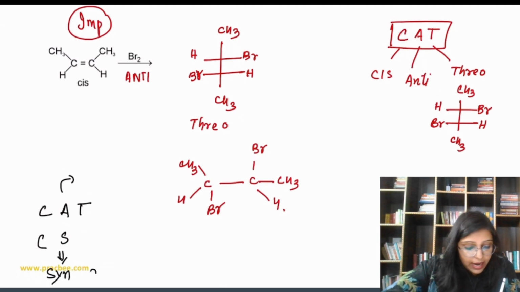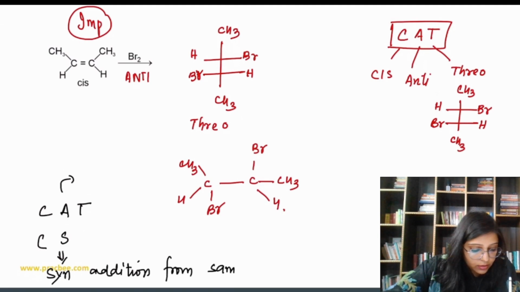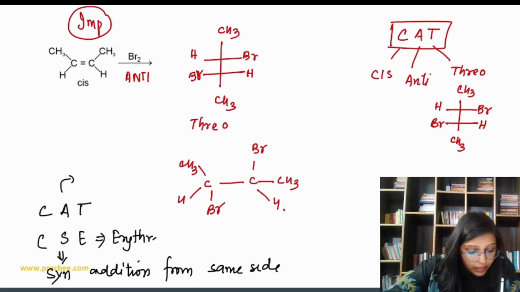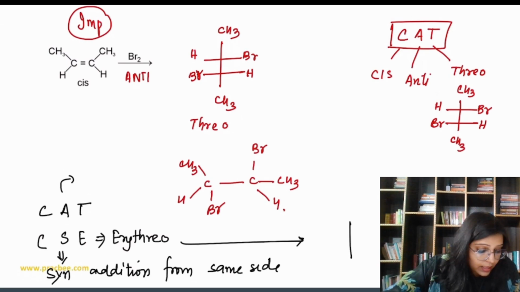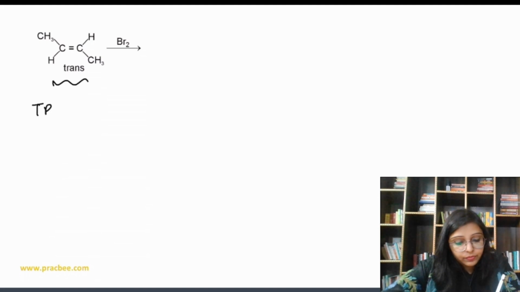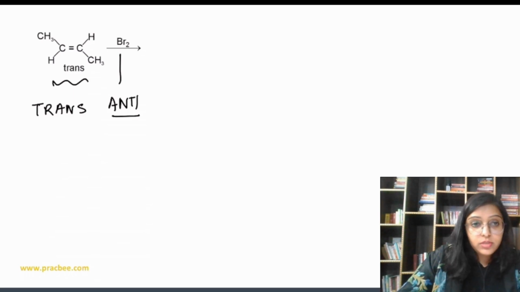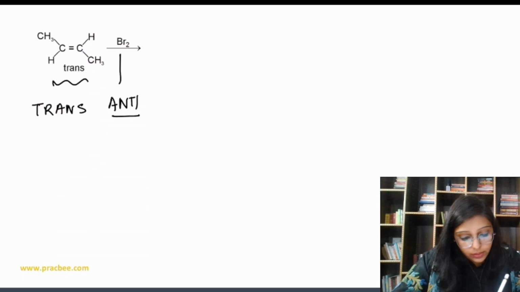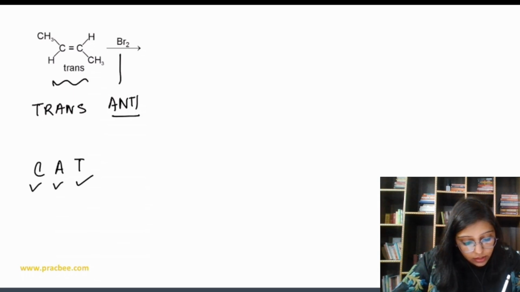Syn means addition from same side, so we get E means erythro. What is erythro? Like Br on same side. ठीक है, is it clear? So just you have to learn CAT, उससे you can solve the question. जैसे we have trans Br2 anti addition, you should know कि whether we have anti addition or syn addition. तो trans anti, so see CAT, cis anti threo, so it means trans anti erythro.